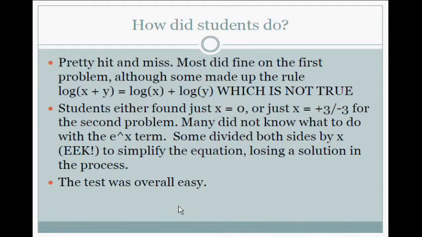So how did students do on these questions on just the strict algebraic solving things? Pretty hit and miss. So on the first one, people did fine. I accepted either form of the answer that students would write, either using it in log base 7 or using a different log and then writing it as a ratio. I was fine with either one of those.